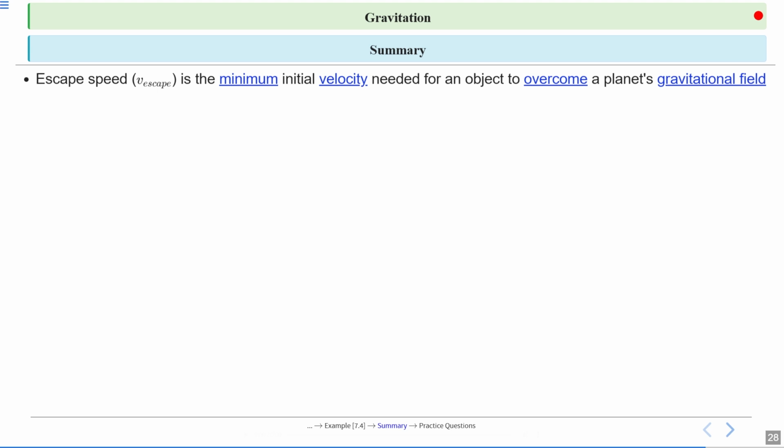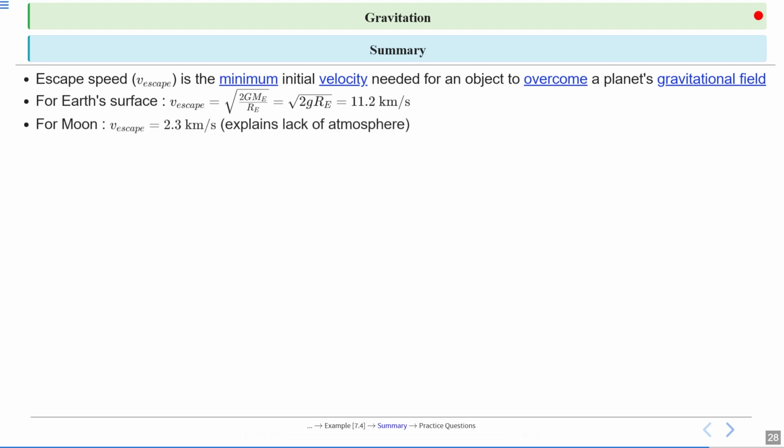So before we end today's lecture, let's quickly go through the summary of what we have learned. Escape speed, v escape, is the minimum initial velocity needed for an object to overcome a planet's gravitational field. For the Earth's surface, v escape is equal to under root 2GMe divided by Re, which is equal to under root 2gRe, which is equal to 11.2 kilometer per second. For the moon, its escape speed is only 2.3 kilometer per second.